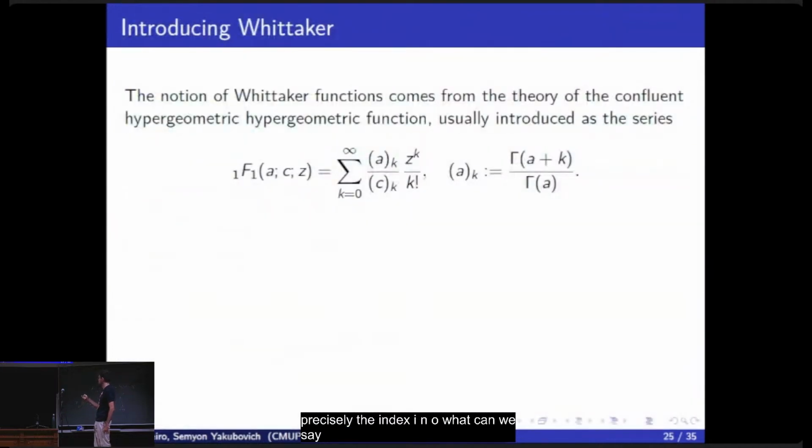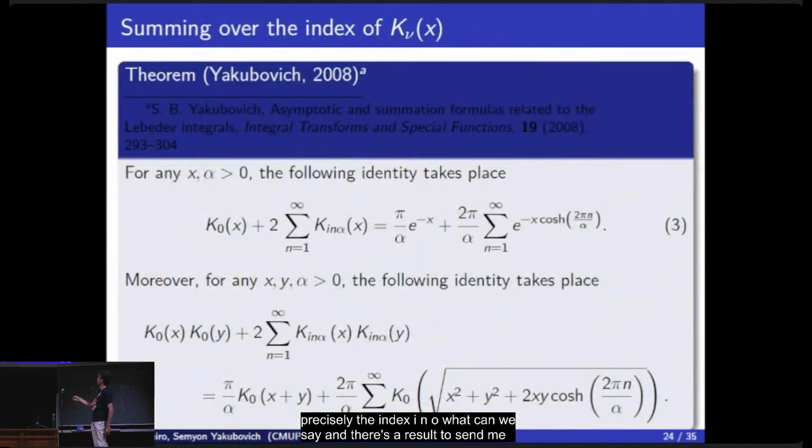And there's a result due to Semyon. This does not work very well, but the reference is at the end. Sorry for that, it cannot be read here. On my computer it works just fine. Semyon proved that if you take the sum of the Bessel function with respect to the index, you get this kind of transformation.